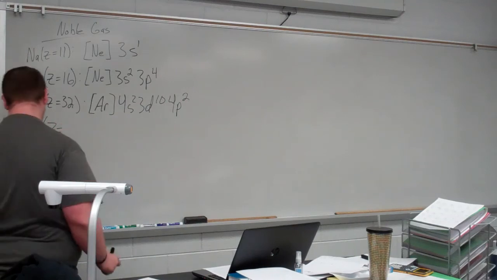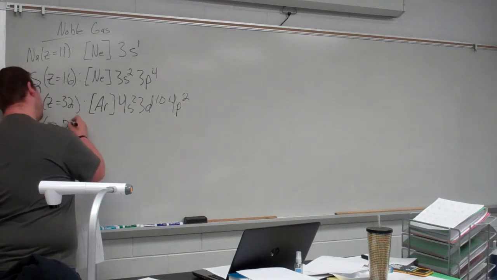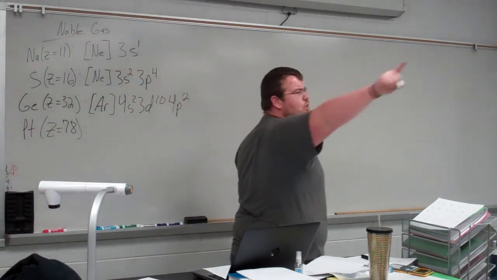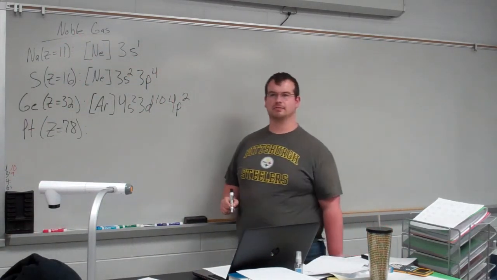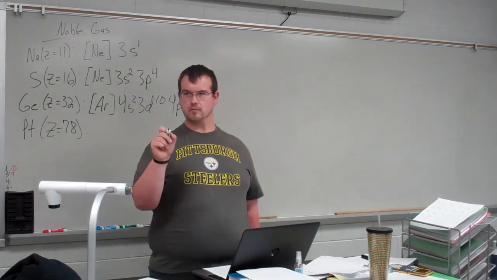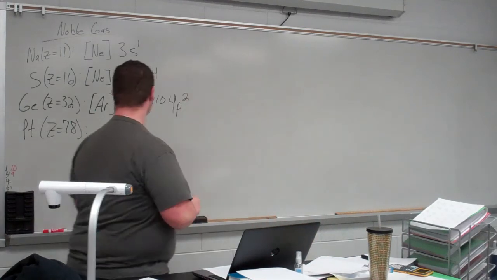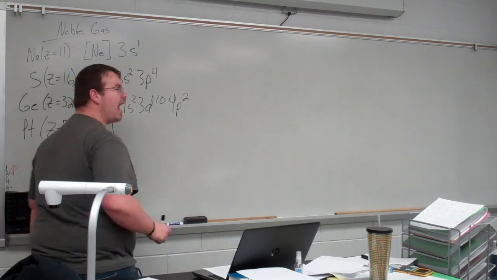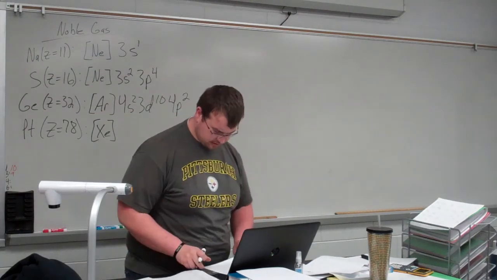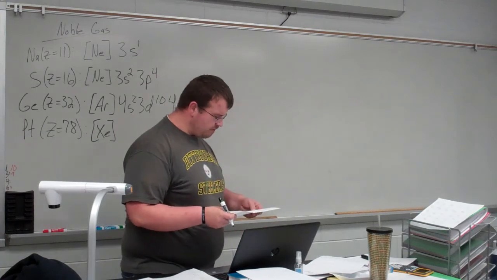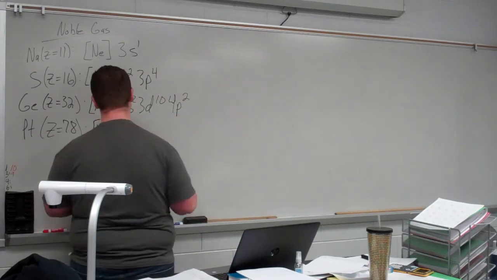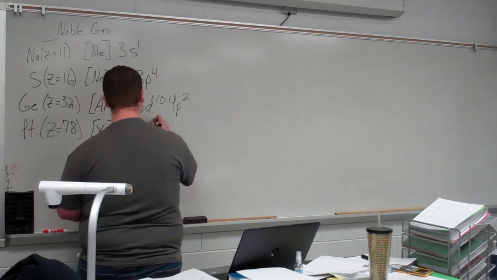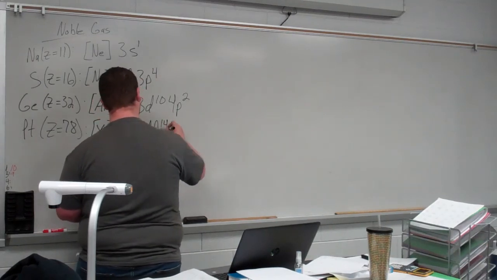Platinum, atomic number 78. Tell me the noble gas I will use for platinum. Xenon, Xe. Square bracket, Xe, square bracket. From here, we go to the 6th row, so 6s2. Then I drop down to 4f and go all the way through it, 4f14.